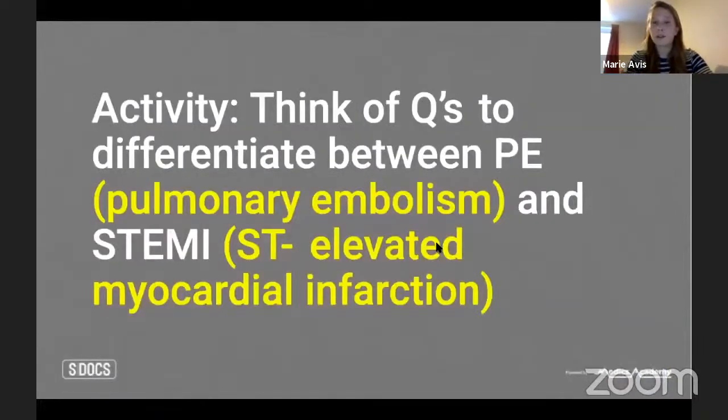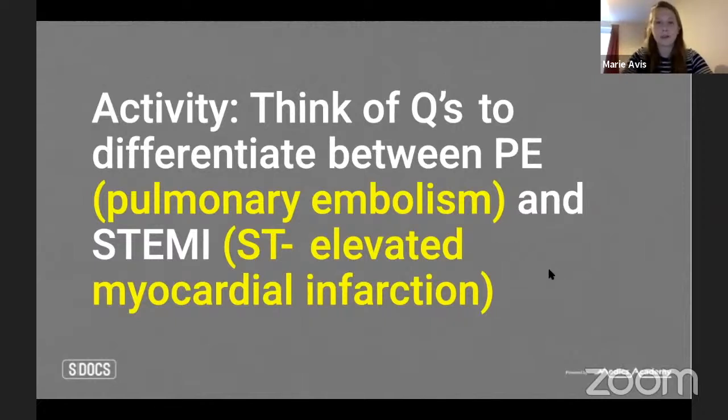Now I want you to try and think of some questions you'd be asking your patient to differentiate between the two, and maybe the answers you'd expect them to give you that would point you in either direction. If you want to think of 3 or 4 questions, you can pause the video, write them down, and we'll run through the ones I've come up with. So yeah, pause if you'd like.